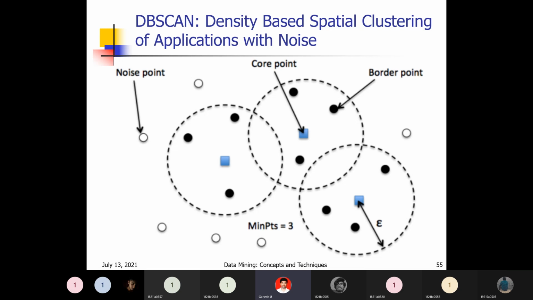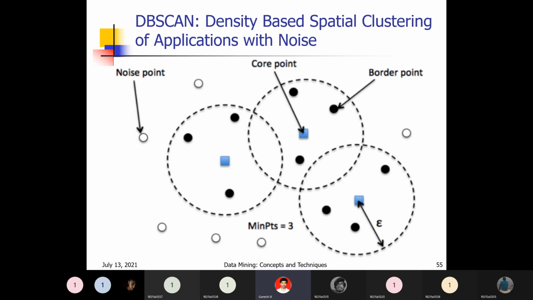If we randomly take a point, say another black color circle, you take that point. With epsilon radius, you draw a circle for that particular black circle. Within that circle there are no 3 elements. Other than this element, there are no 3 elements. That's why it is not said to be a core point. When it is not a core point, then it is said to be a border point.